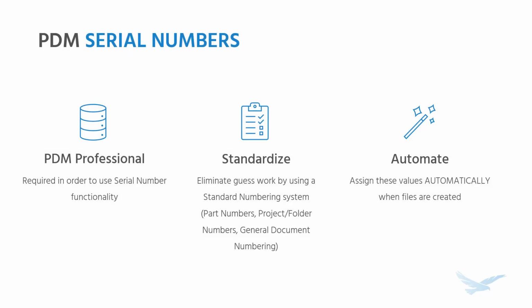SOLIDWORKS PDM Professional makes this simple by allowing you to implement serial numbering systems. This helps your company to incorporate standard operating procedures for things like part numbers in a way that's completely automated. No more guesswork to make sure that you've pulled the right part number from some other system before saving or renaming your files in SOLIDWORKS.